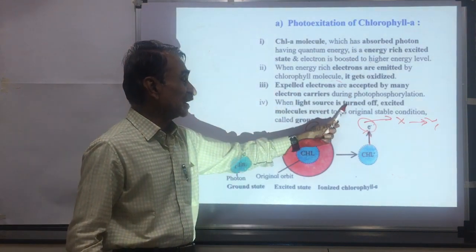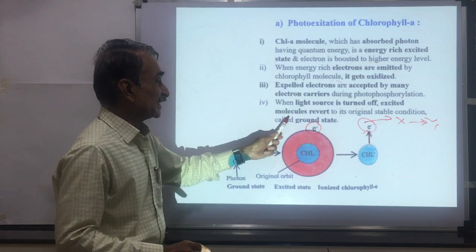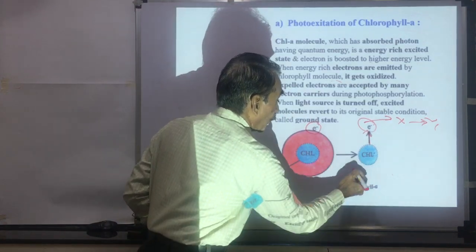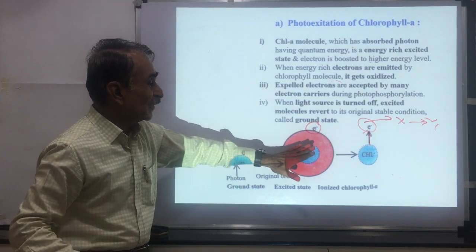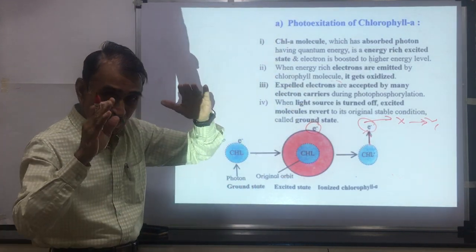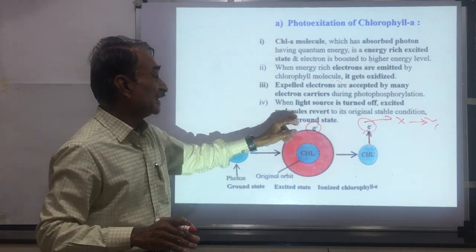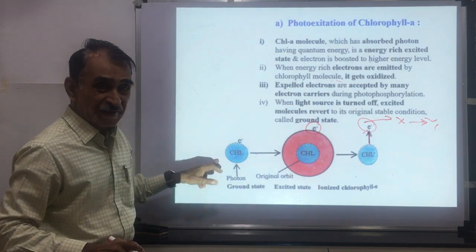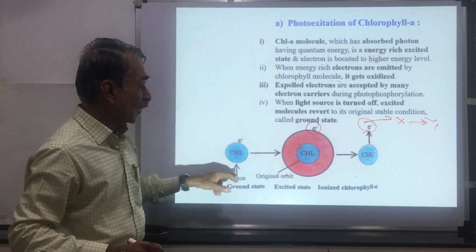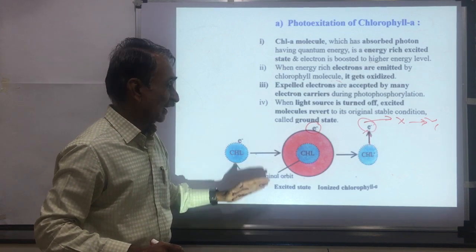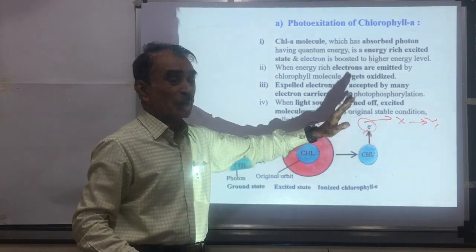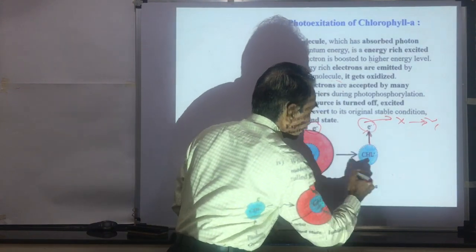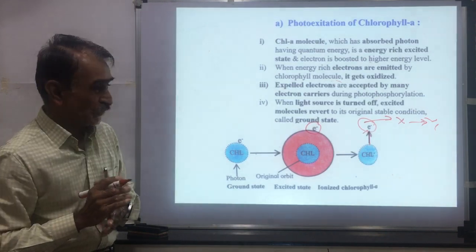When the light source is turned off, the excited molecule comes to the original position. This means when the light source is turned off, it comes to the ground state. This is the ground state. When light is turned off, this chlorophyll molecule comes to the ground state. Here you can see that when this chlorophyll molecule expels the electron, it becomes positive.